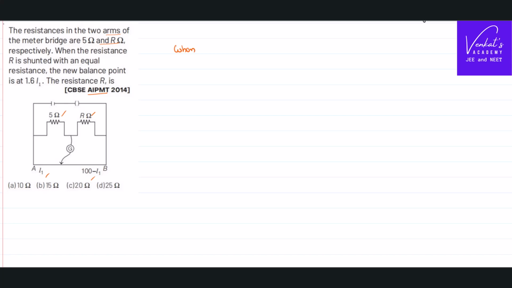When a meter bridge is balanced, we know the condition P by Q equals L by 100 minus L, where P is the resistance in one gap and Q is the resistance in the other gap. That implies I can write 5 by R equals L1 by 100 minus L1.